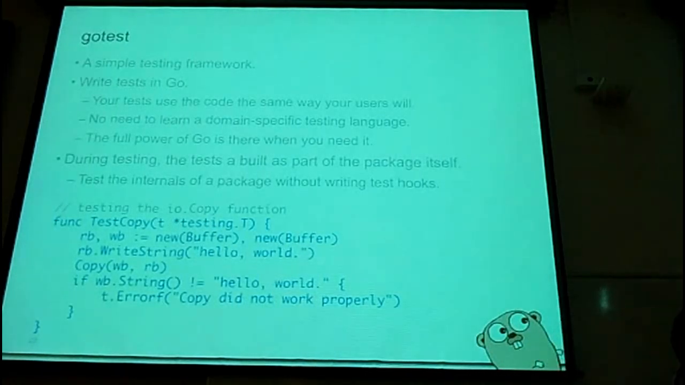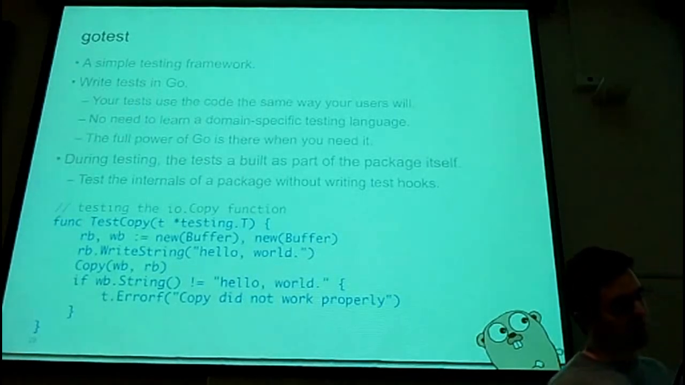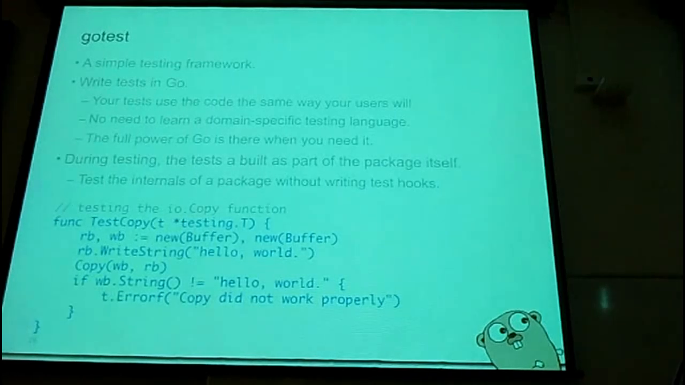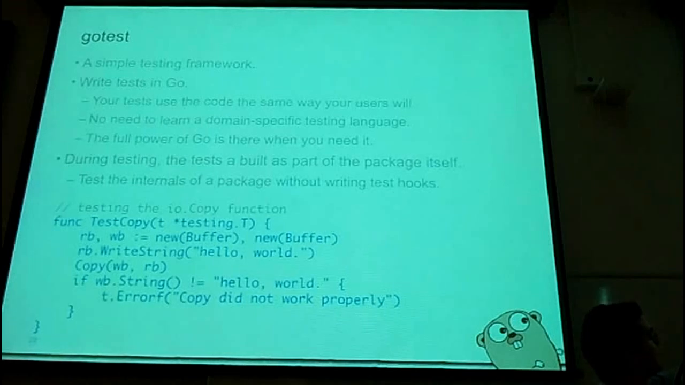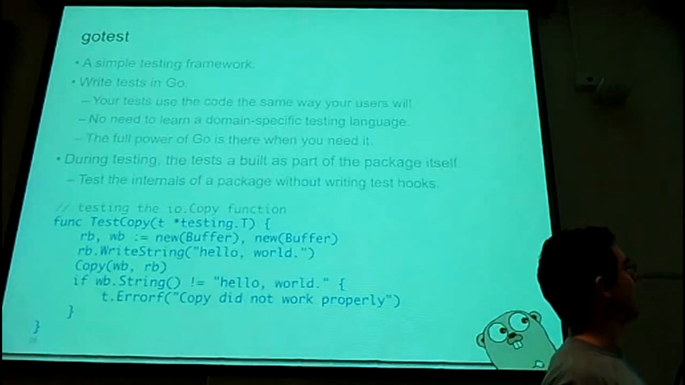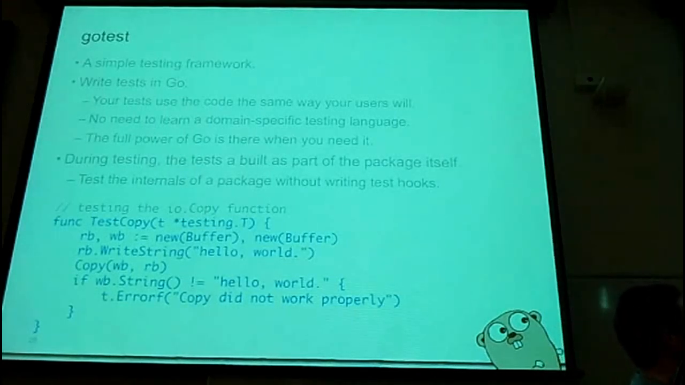And then this is the meat of it. We're invoking the function that's being tested, the copy function, copying from the read buffer to the write buffer. And then we check that the string representation of the write buffer equals the input string, hello world. And if it doesn't, then we issue an error using this testing object.